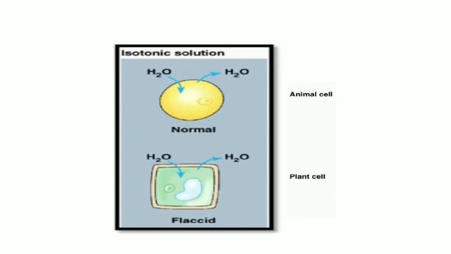That is the diagram of an isotonic solution. Here in this isotonic solution, the inward and outward movement is equal. So what will happen here? The animal cell will remain normal because it does not require as much water as the plant cell, and the plant cell will become flaccid.